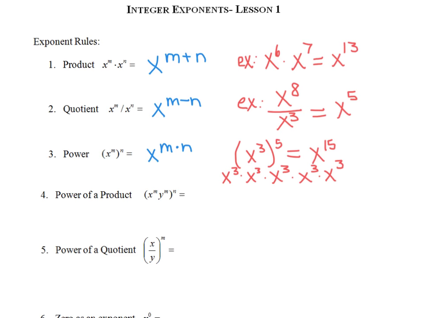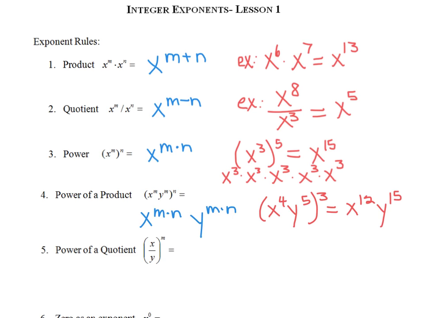The next rule is the same rule, but this time we're taking the power of a product. So x to the m, y to the m, to the nth power is just going to be x to the m times n and y to the m times n. Now to begin with on our example, I don't have to have the same exponents on the x and the y. So I could have something like x to the 4th, y to the 5th, all raised to the 3rd power. So raising a power to a power, I multiply those exponents, so I've got x to the 12th, y to the 15th.